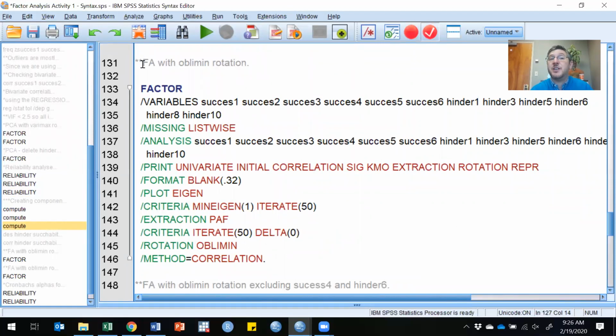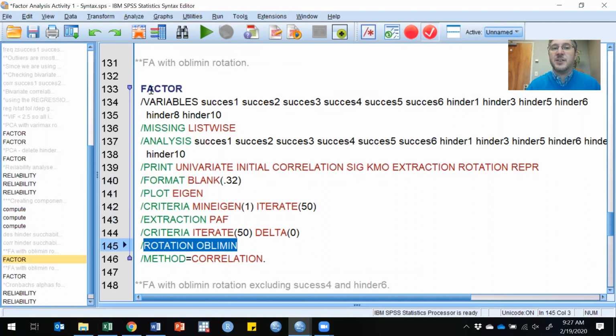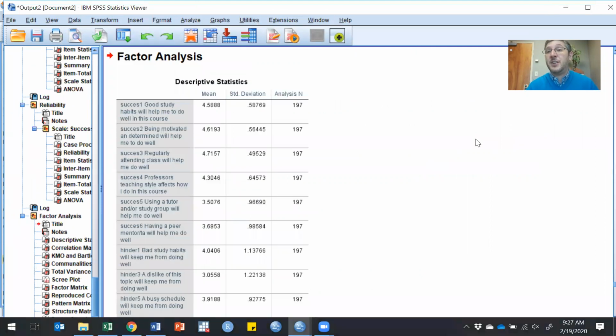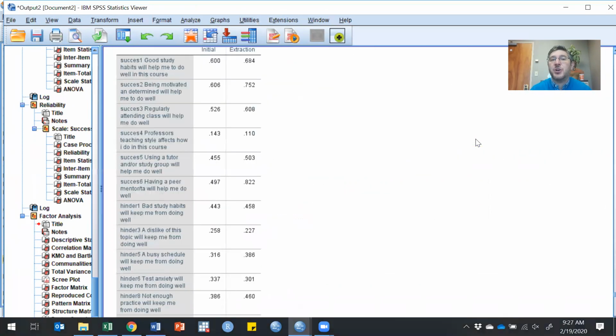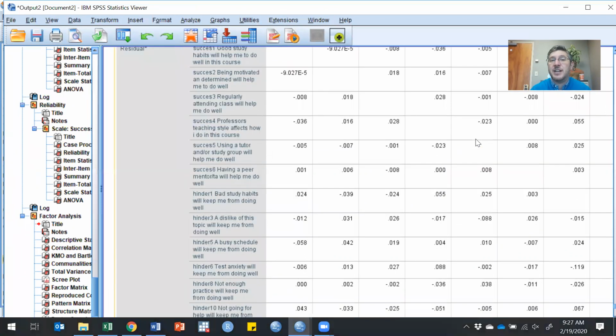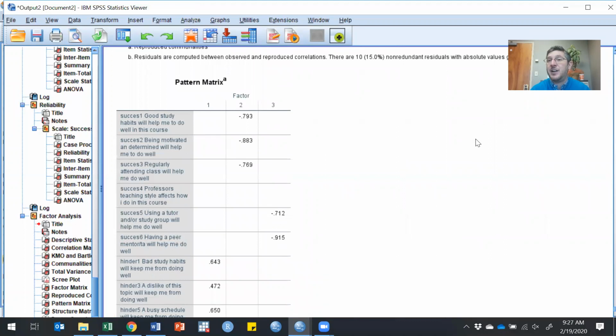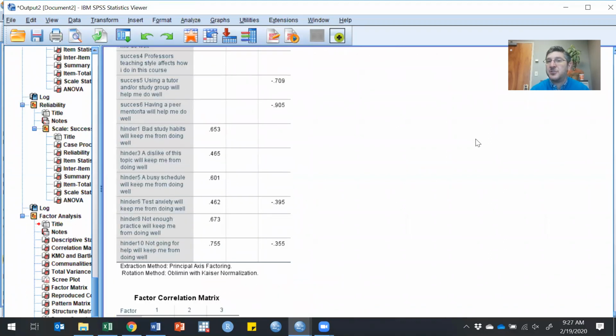You can see here the factor analysis syntax with an Oblimin rotation. Notice the thing that changed was the extraction. I'm doing a factor analysis using principal axis factoring, and I'm using an oblique Oblimin rotation here. The main difference between an orthogonal and oblique rotation is that your rotated factor solution is going to be broken up into 2 separate tables. There's a pattern matrix and a structure matrix.